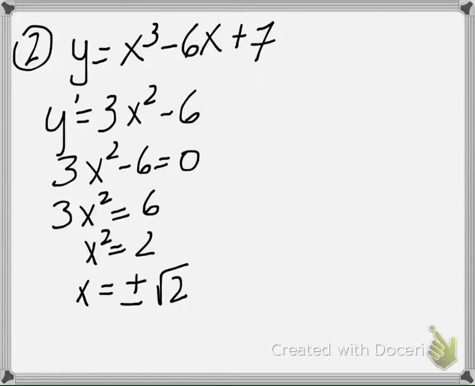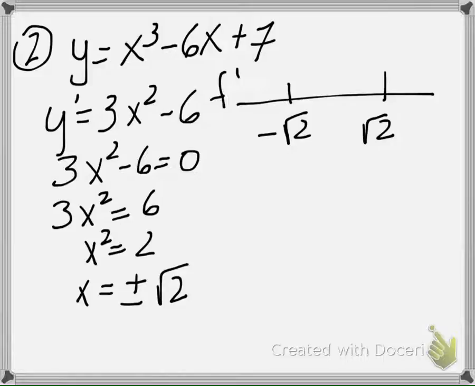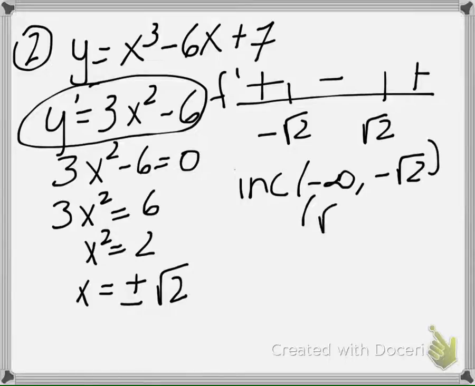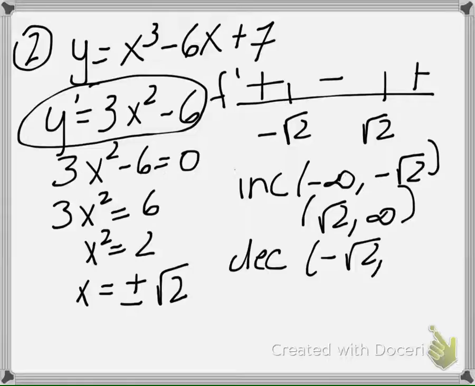Okay, so now we're going to make our wiggle graph. And then we're going to substitute different values into the derivative. When you do that, you will get these signs. Okay, so the function is increasing from negative infinity until it gets to negative radical 2. And it's also increasing from radical 2 to infinity. It's decreasing from negative radical 2 to positive radical 2.